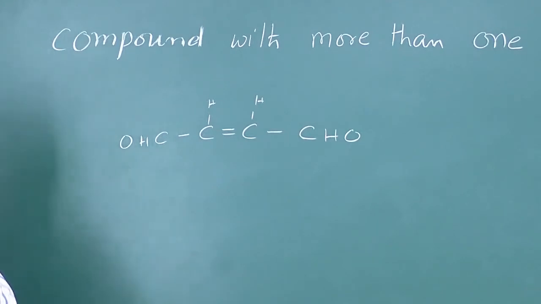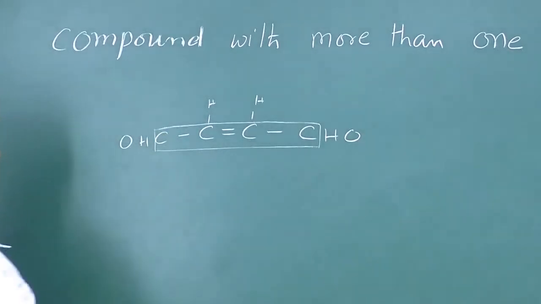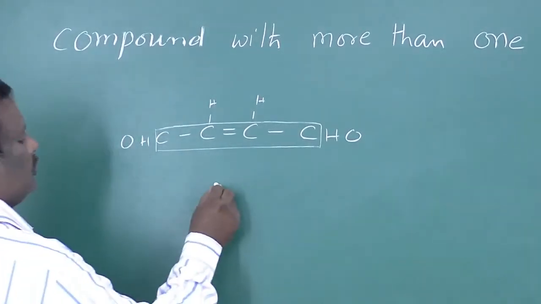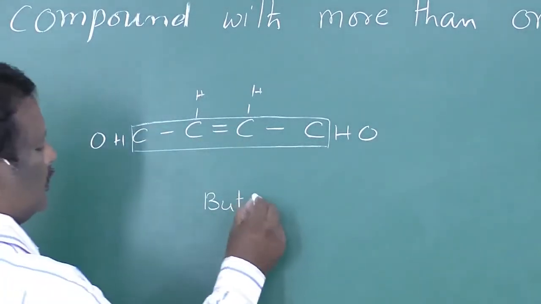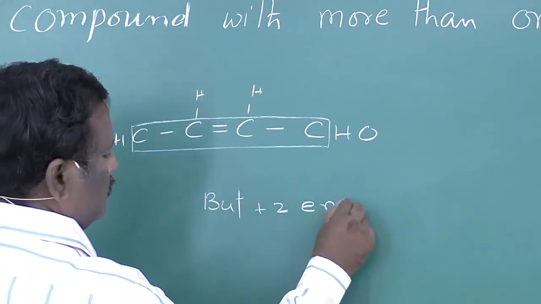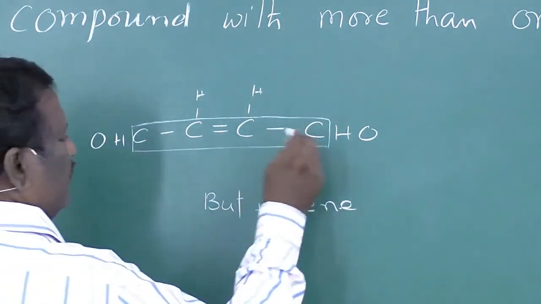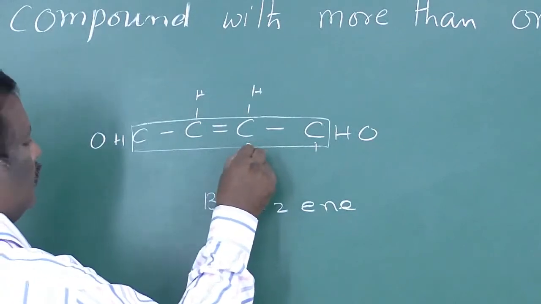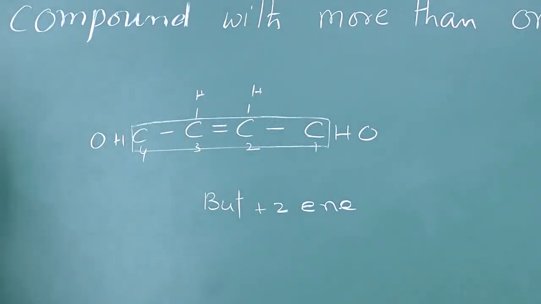So, here we have a compound which has 4 carbon atoms. So, the root word is but, and one double bond is there between the second and third carbon. So, but plus 2-ene, butene. And here in the first carbon we have one CHO and in the fourth carbon we have one CHO group. That means two aldehyde groups are present in this compound.